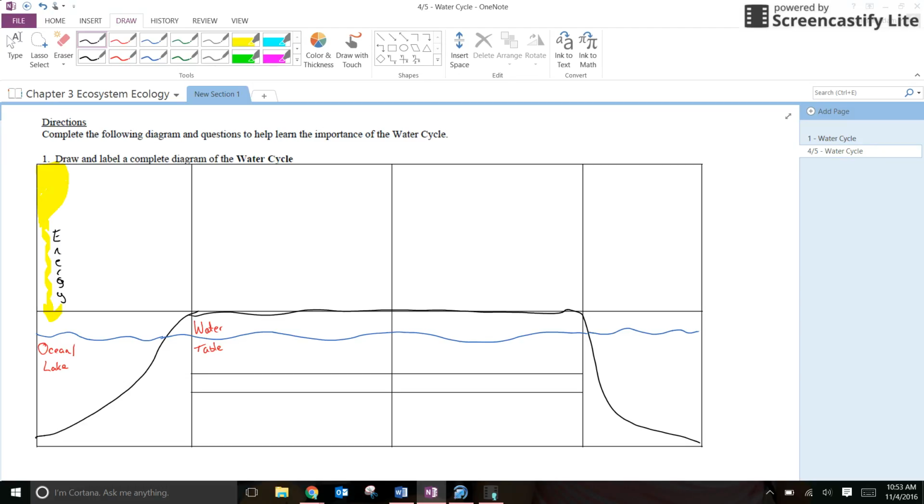And what I mean by drive the water cycle is if you take the sun's energy and have it hit a body of water, what's going to happen to that body of water? It's going to heat up, and then eventually what can happen to the water? It will evaporate. So we're going to draw some arrows coming off of this ocean or lake. And we're going to represent the process of evaporation.